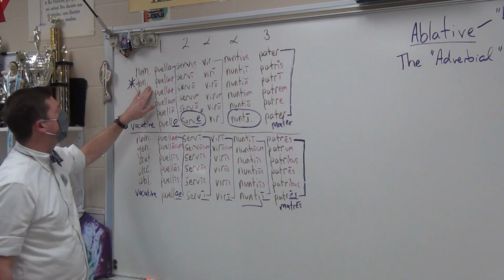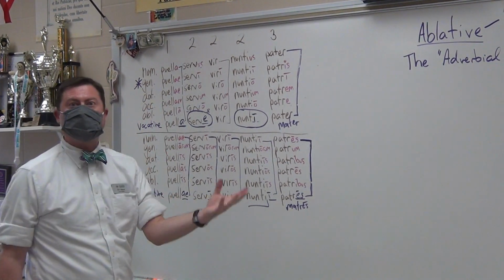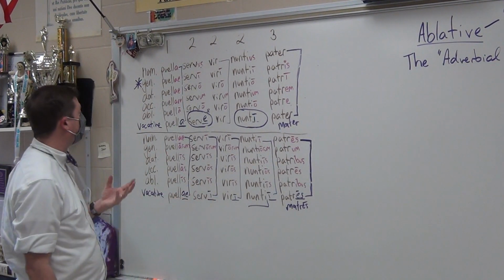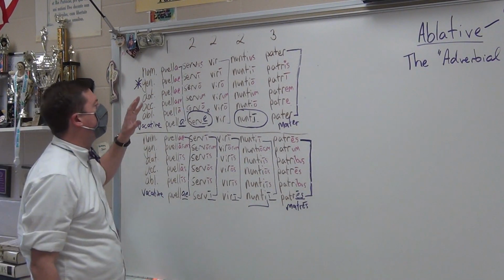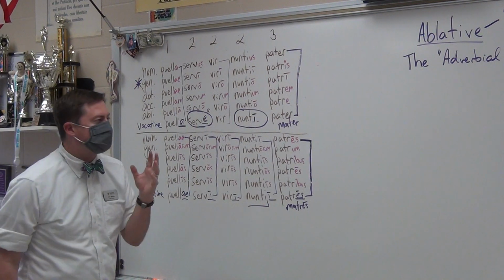Why would a word ever be in the genitive case? Well, because it would be showing possession. That's a use. Or part of a whole. That's a use. Why would a word ever be in the accusative case? Because it is the direct object. And so therefore there are uses.